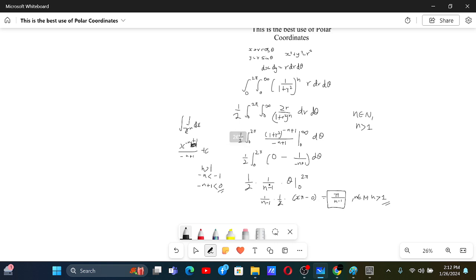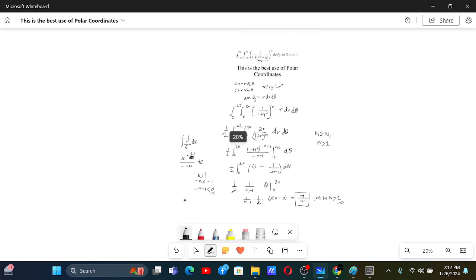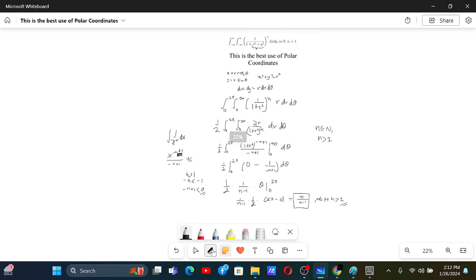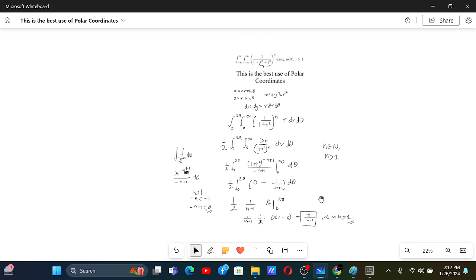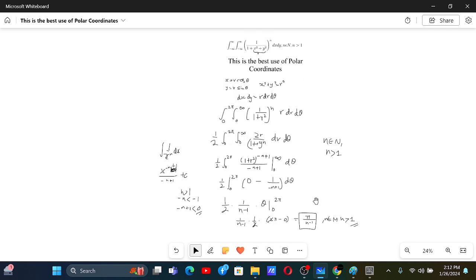Yeah, and this problem was specifically made really easy by the use of polar coordinates. Otherwise it could have been tougher without polar coordinates.